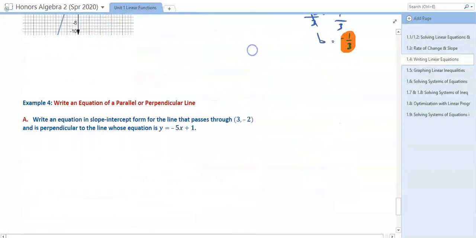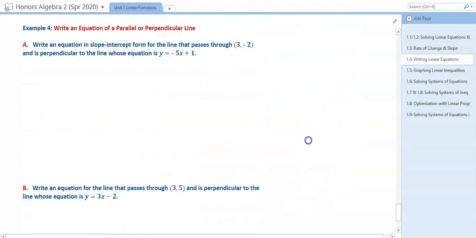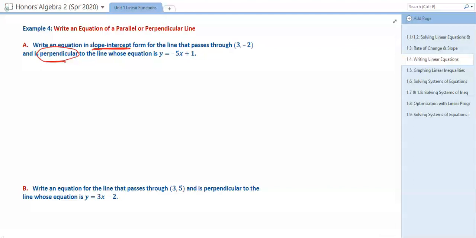Okay, so two problems we're going to look at real quick. First problem, write an equation in slope-intercept form, key there, what form we're going to put it in, that passes through (3, -2), and it's perpendicular to the line whose equation is y is equal to -5x plus 1. And so we steal the slope.